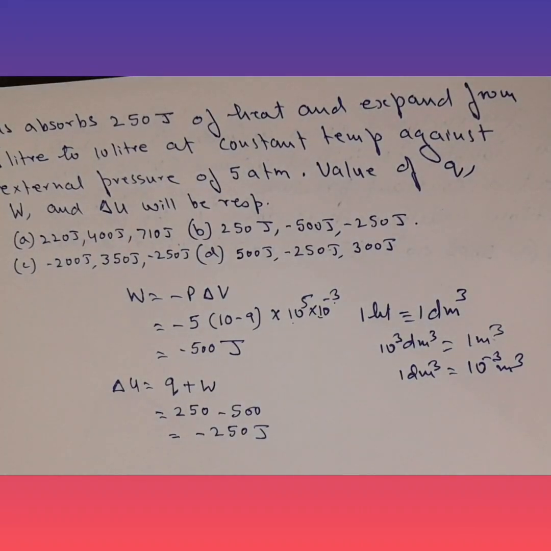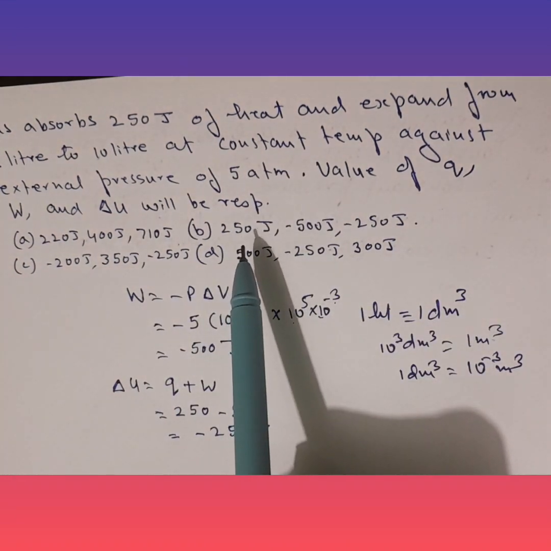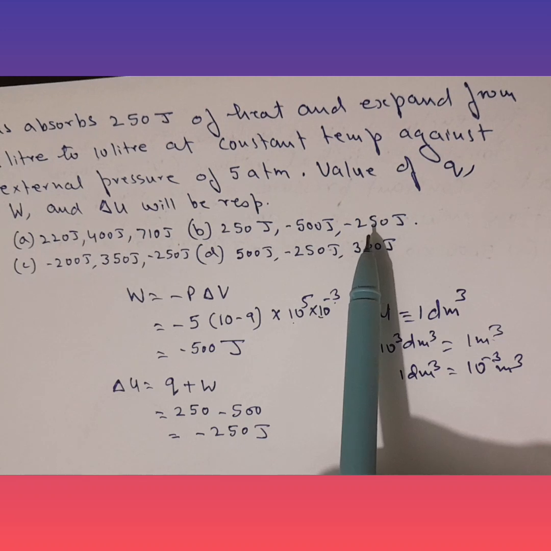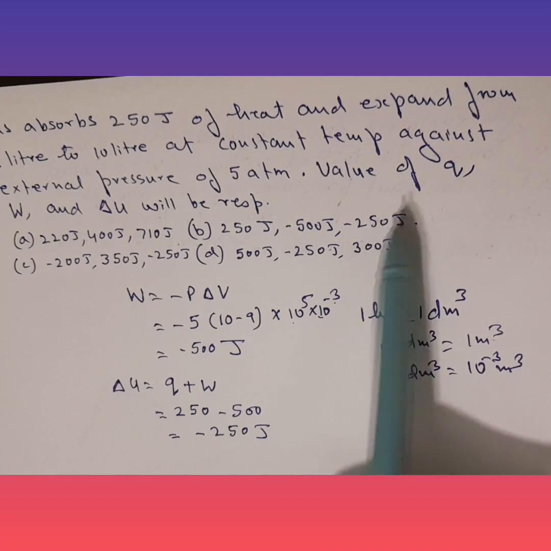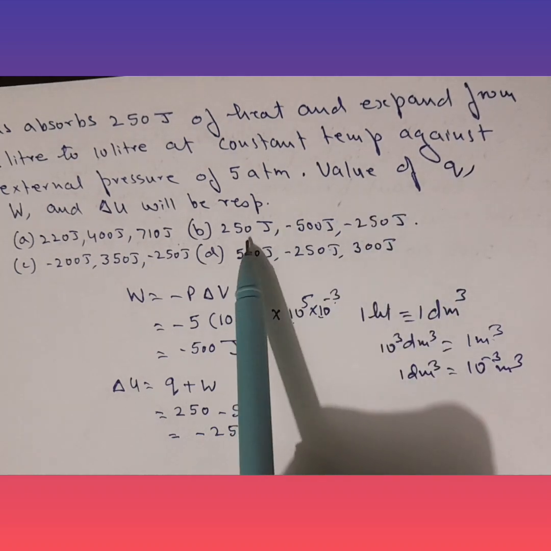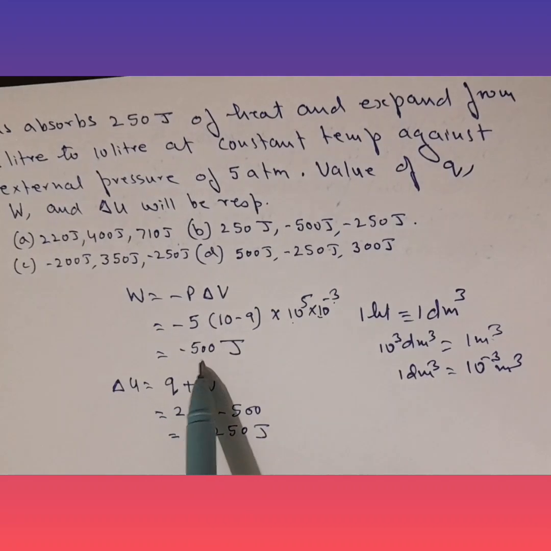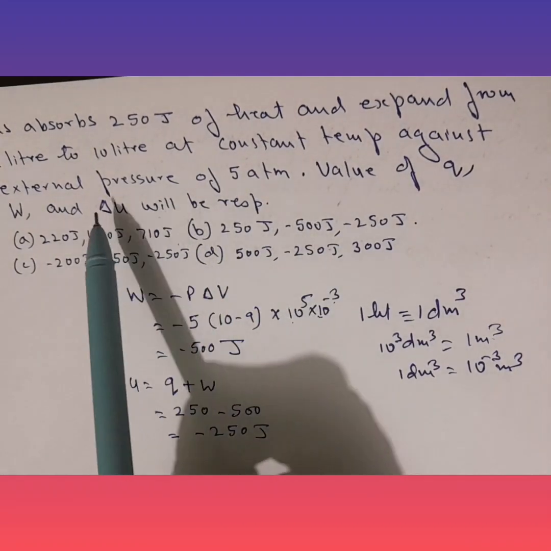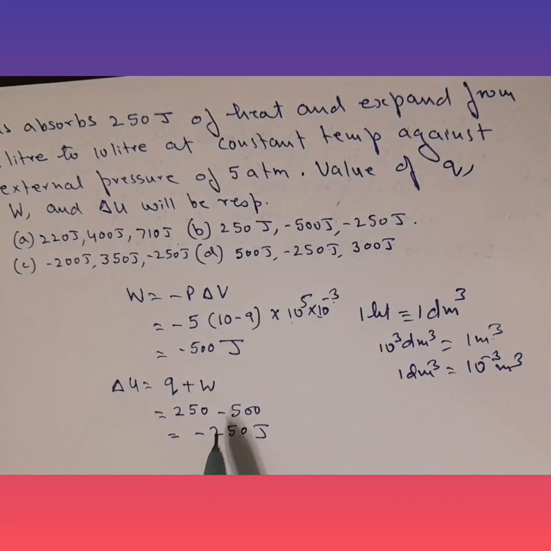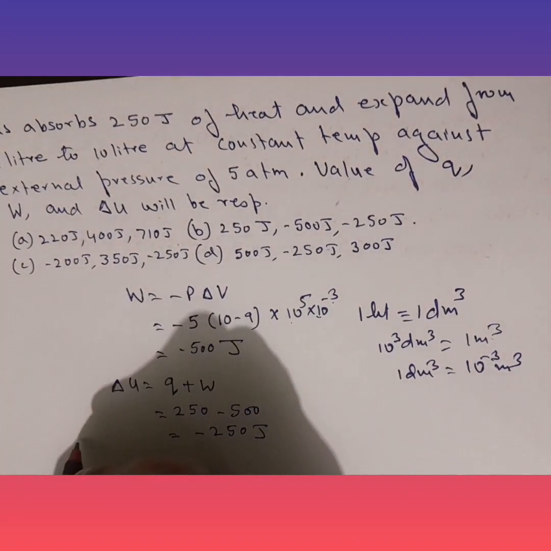Okay, can we check this out? So it is 250 minus 500, which is minus 250. So here Q is 250, W is minus 500, and del U is minus 250. So see, again the answer is B.